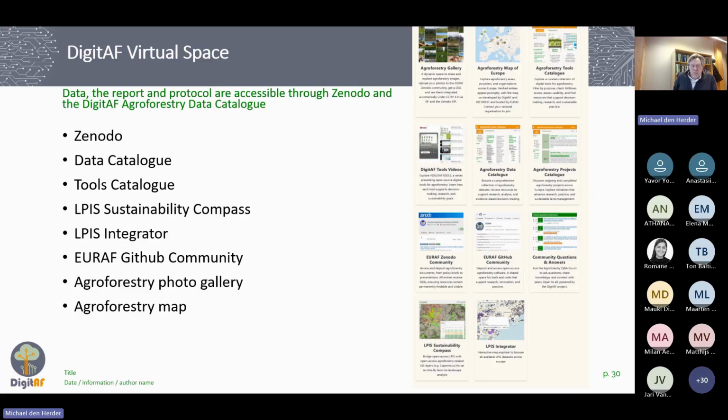The DigitAF GitHub community is more for tool developers. There you can contribute to tool development or suggest updates. And then there's also a photo gallery and an agroforestry map of Europe.